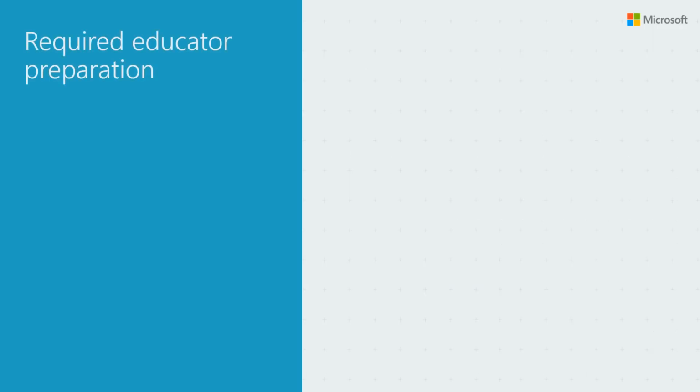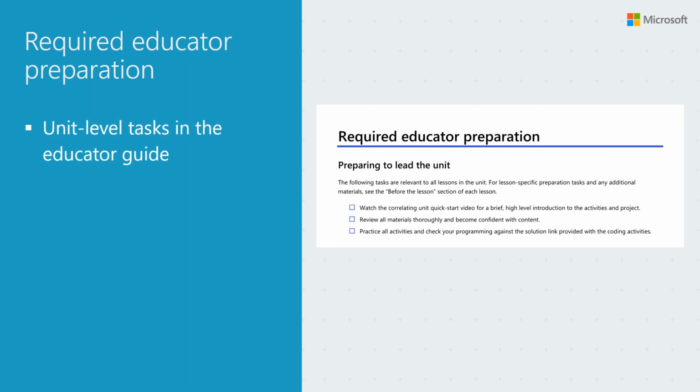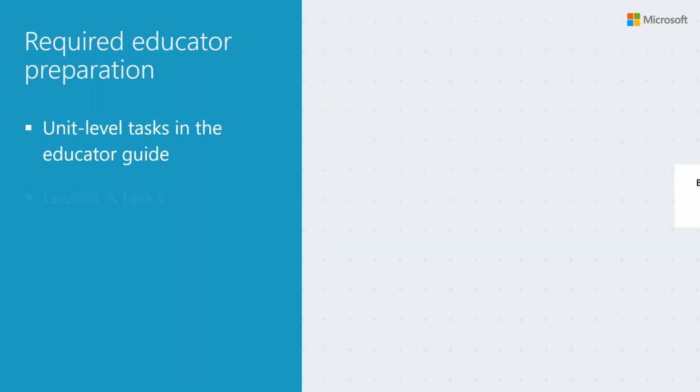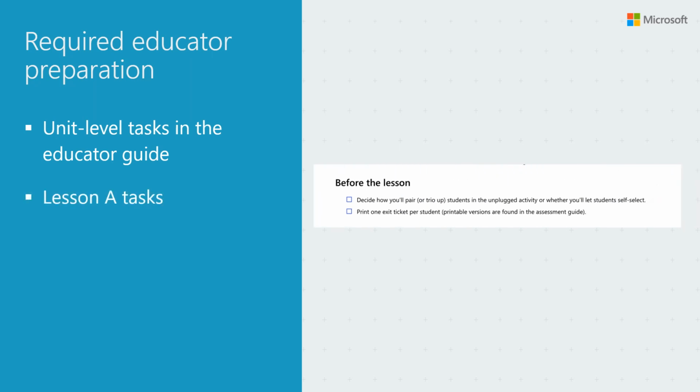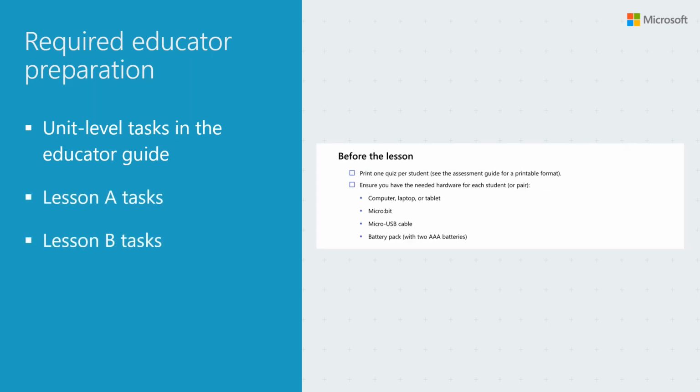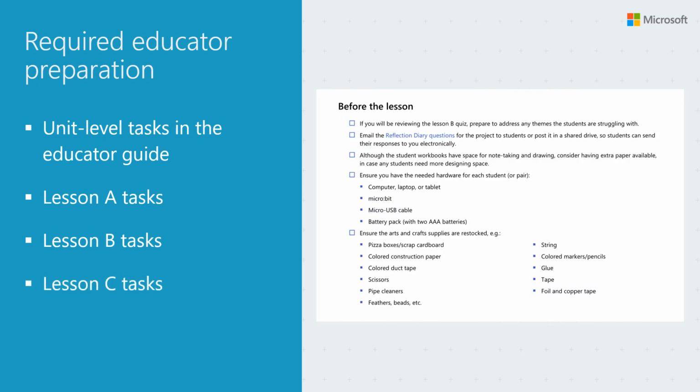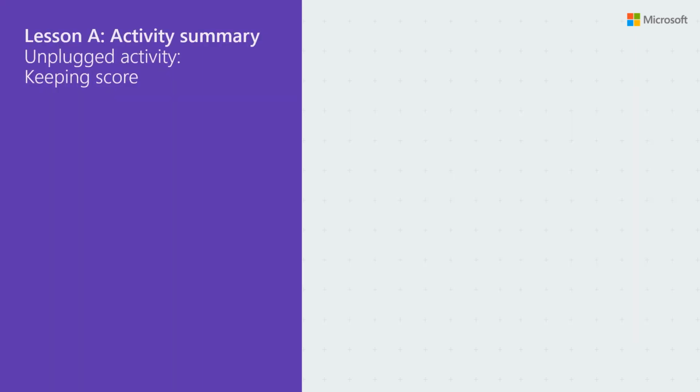So your preparation includes typical steps at the unit level of reviewing the materials and practicing all of the activities, deciding how you're going to pair students for the unplugged activity, and then printing the exit tickets for lesson A, printing the quizzes and having the devices ready for the coding activities in lesson B, and then getting ready for all the materials for the project in lesson C.